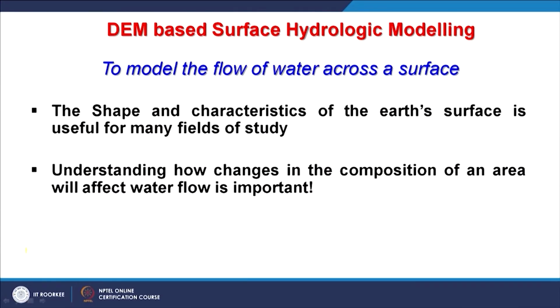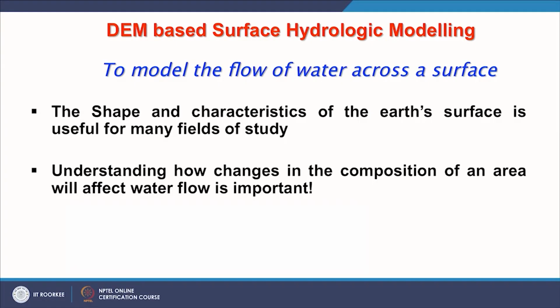This understanding about the surface characteristics will also allow us to see how changes in composition of an area are taking place or will take place in future, and how water, when it flows over the surface, creates different features or boundaries, like the watershed boundary, which is of course a topographic boundary as well. But water flow plays a very important role. The drainage network is also developed because of water flow on the surface.